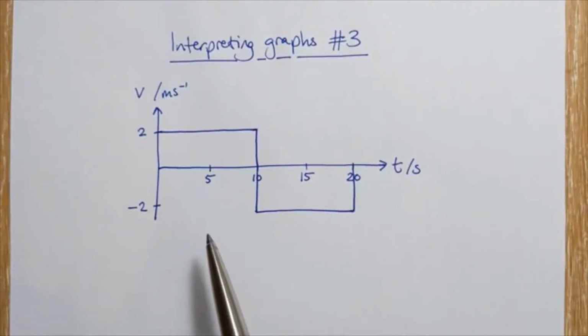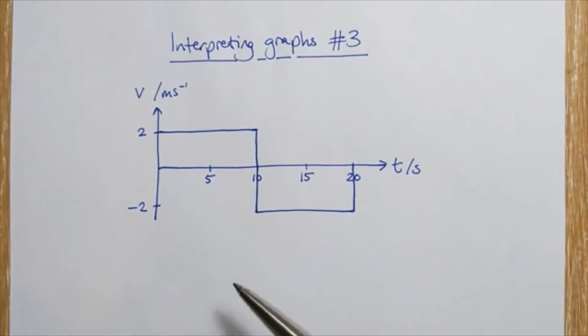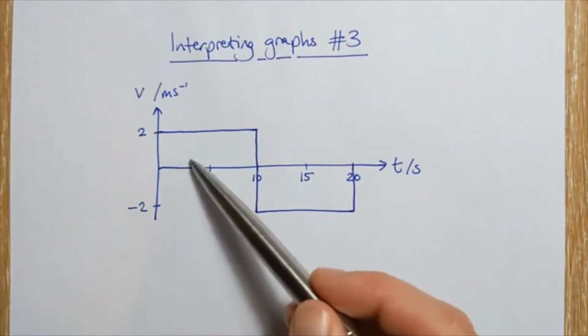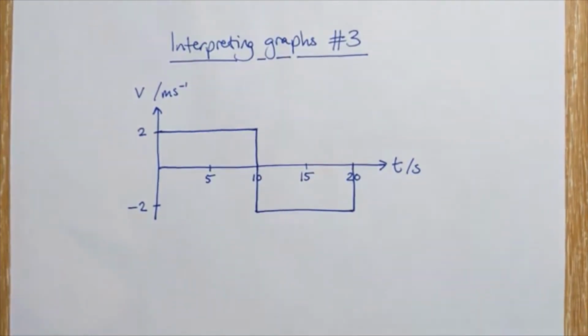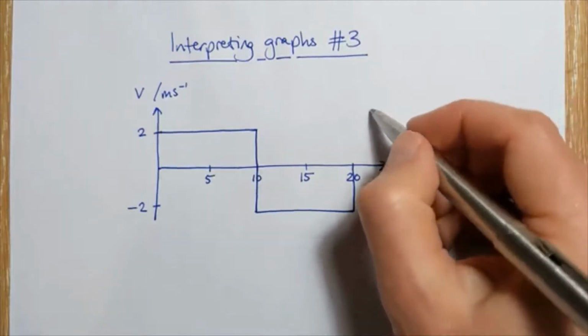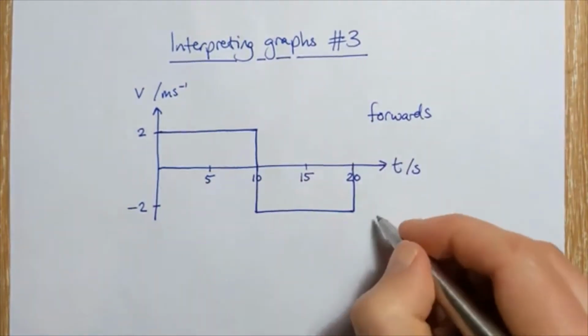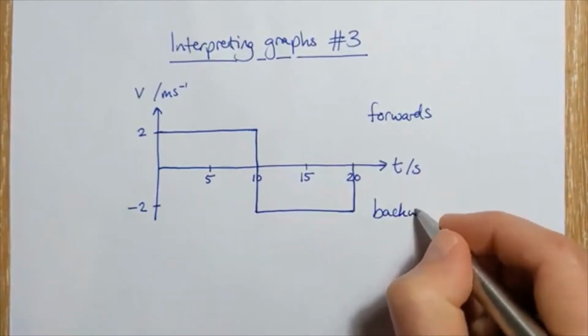And last up today, if you have a velocity time graph, the area between the line and the axis is the displacement of the object. Now, I'm going to say for this one that positive is going to be the forwards direction and negative is going to be the backwards direction.